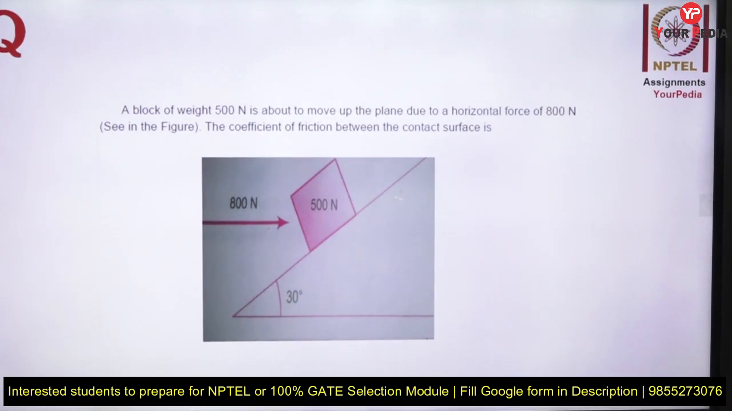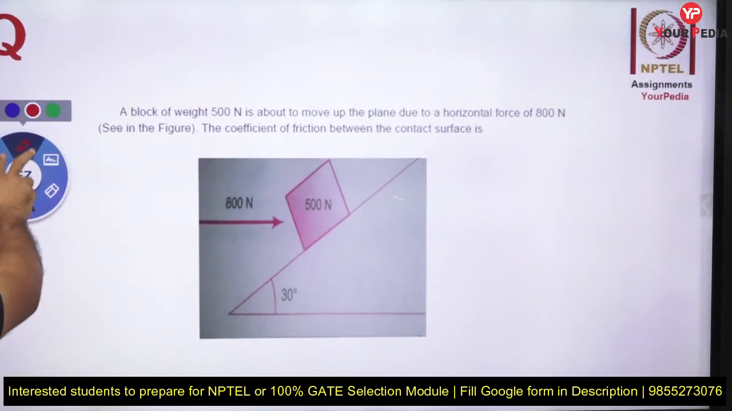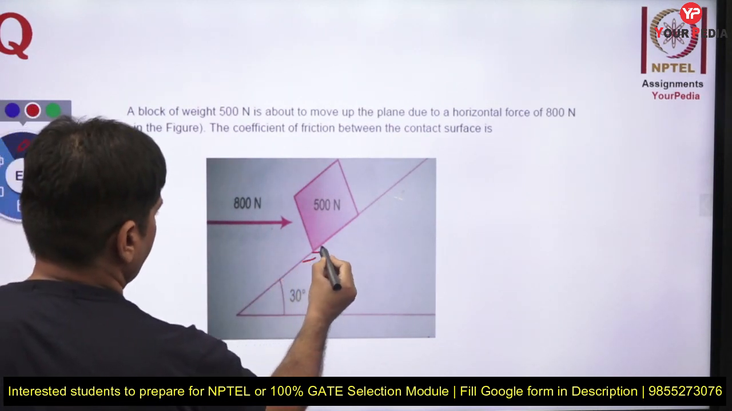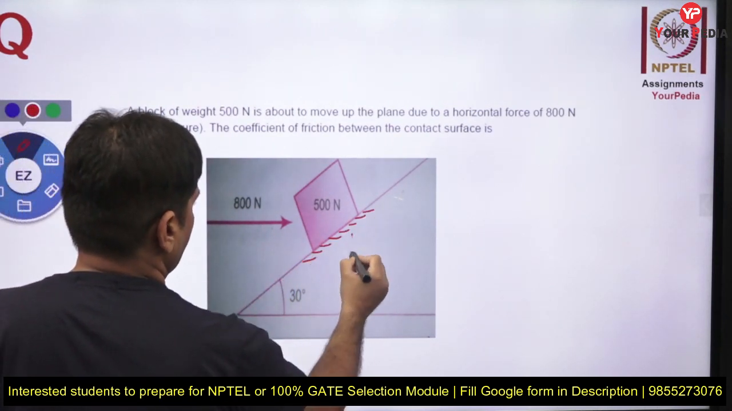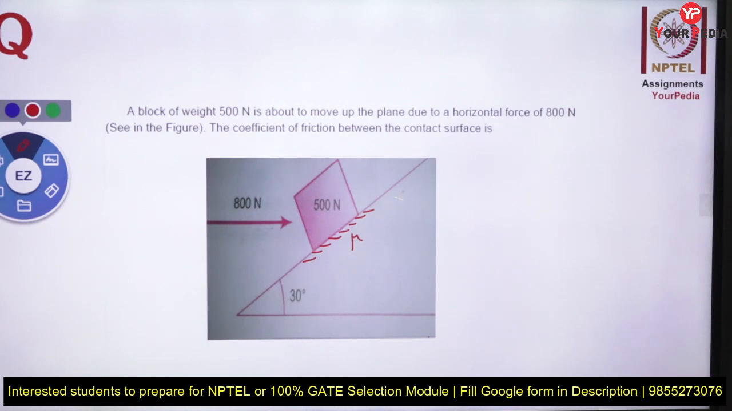This question is related to friction. There is a block of weight 500 Newton and it is about to move up the plane due to a horizontal force of 800 Newton as shown in the diagram. The coefficient of friction between the contact surfaces is what? So that is the question given. You have to resolve the forces and find out the coefficient of friction. Again, you can stop the video here and try to solve this question on your own before I solve it.